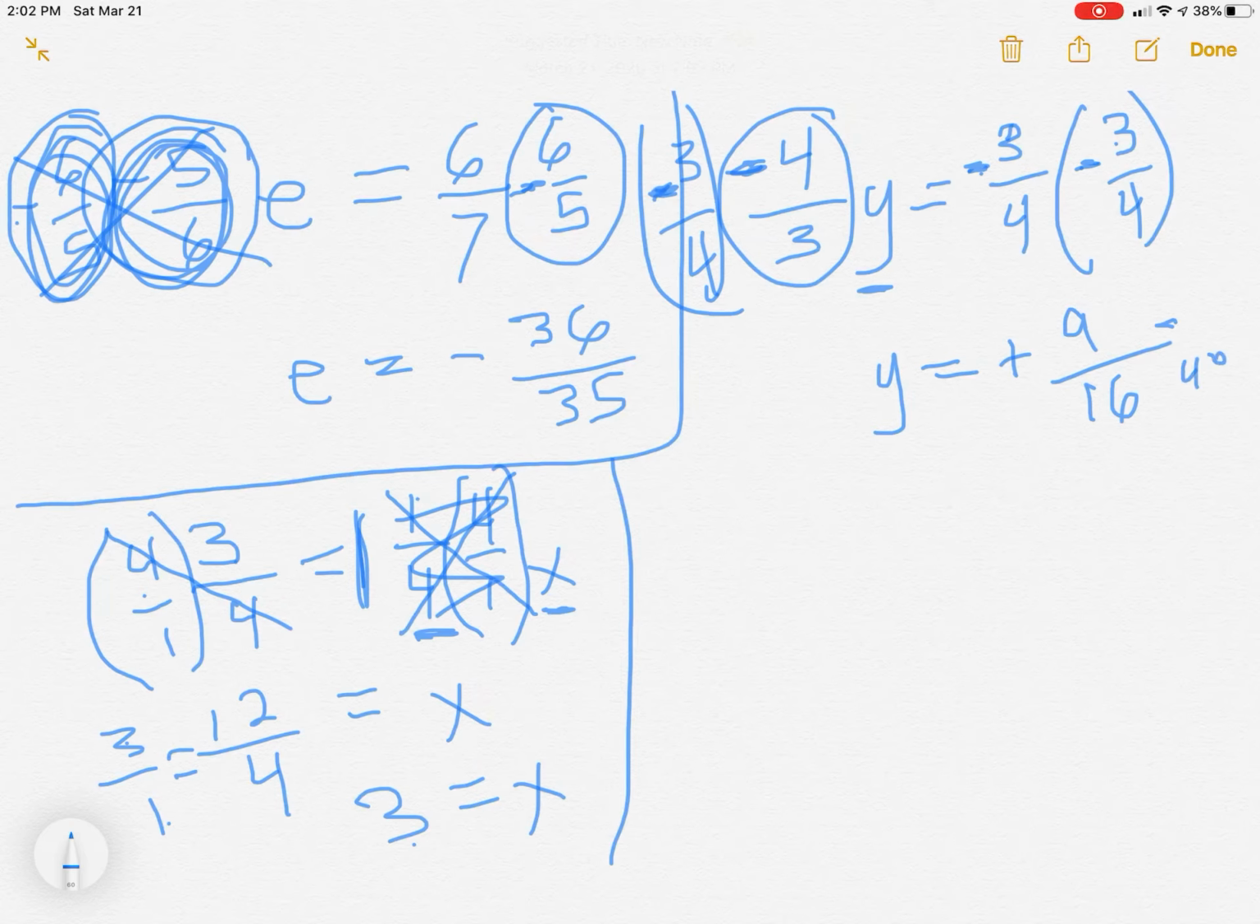16 is 4 times 4. 9 is 3 times 3. So no, they don't have anything in common. So that's my answer. All right. I hope this is making more sense.